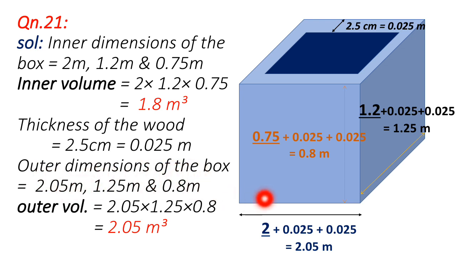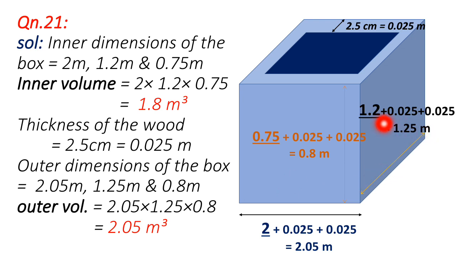The outer dimensions of the box are calculated here. 2 plus 0.025 plus 0.025, that means lengthwise you can consider this thickness. This thickness is 0.025 meter, and this thickness is also the same, 0.025 meter, and this one is given as the inner dimension, 2 meter. So first we have this complete 2 meter, and then 0.025 is added on this side and 0.025 on this side, so we have 2.05 meter as one of the dimensions for the outer cube. In this way we have calculated the other dimensions also.